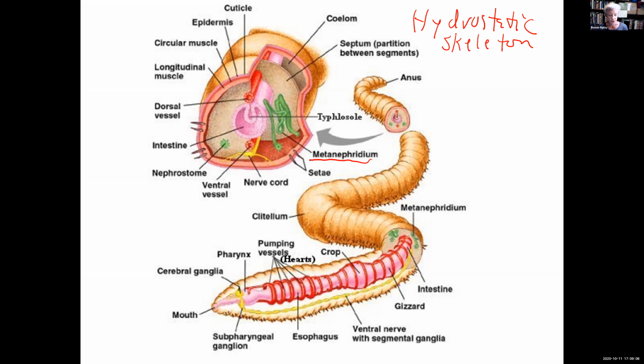For gas exchange, they are going to use the moist surface. They're going to be secreting mucus. They have a high level of blood vessels that are going to be touching the inside surface. So they're going to have the moist skin. It's thin, and they're going to do respiration across it. So they don't have a lung or a gill. They're going to use their whole body surface as their respiratory organ.